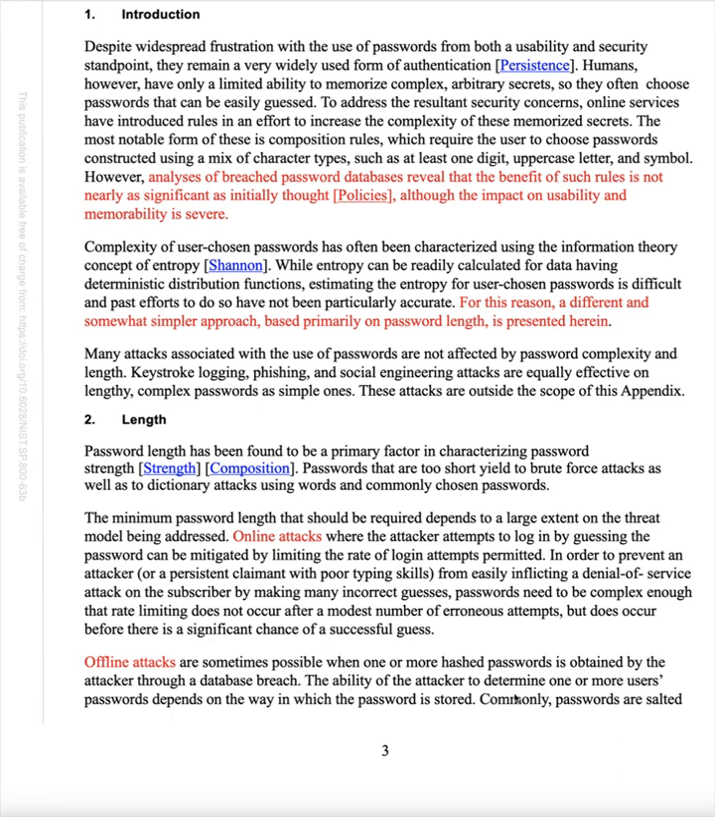The ability of the hacker to determine one or more user passwords depends on the way in which the password is stored. Commonly passwords are salted. Salting is an approach in which some additional characters are inserted into the stored password, so that even if the attacker is able to gain access to the salted version of the password, it will not be of any help to them. Salting and hashing are very useful approaches for the storage only.